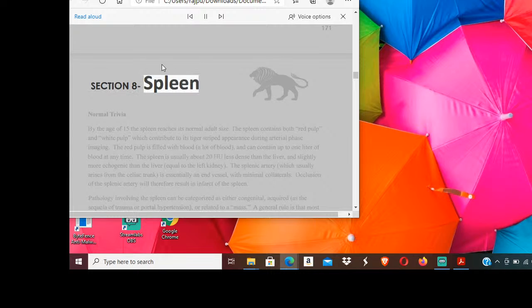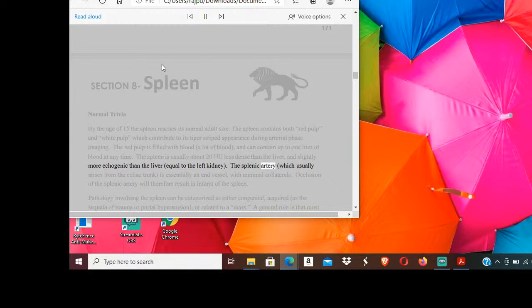Normal spleen trivia. By the age of 15, the spleen reaches its normal adult size. The spleen contains both red pulp and white pulp, which contribute to its tiger-striped appearance during arterial phase imaging. The red pulp is filled with blood, a lot of blood, and can contain up to 1 liter of blood at any time. The spleen is usually about 20 HU less dense than the liver, and slightly more echogenic than the liver, equal to the left kidney.